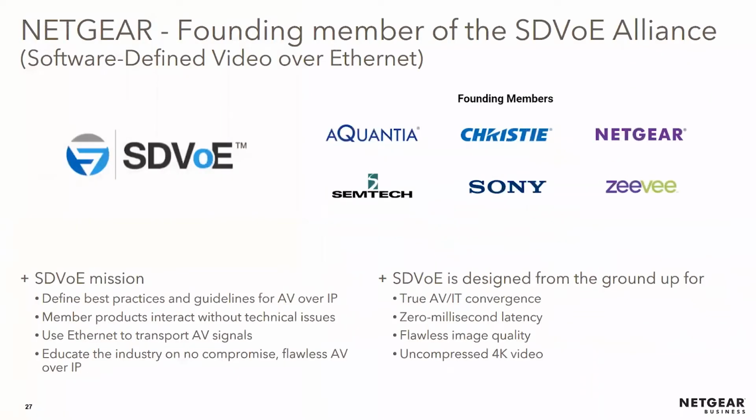Okay, so the SDVoE Alliance, now you know about it. That's a non-profit organization with already 40 vendors. That's a proliferating alliance, but the founding members are shown here. NETGEAR is the only non-AV vendor. Every company is actually in and around the AV or IP industry. NETGEAR, we just do switches, but we do it right. We just move packets very fast, very rapidly, and at the right cost.